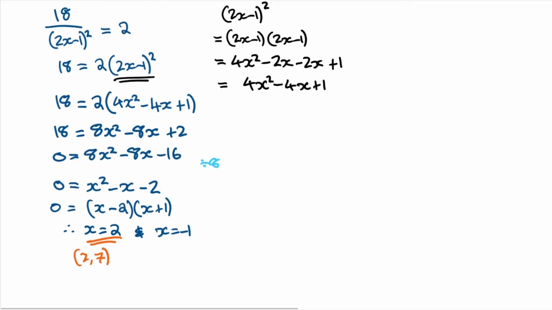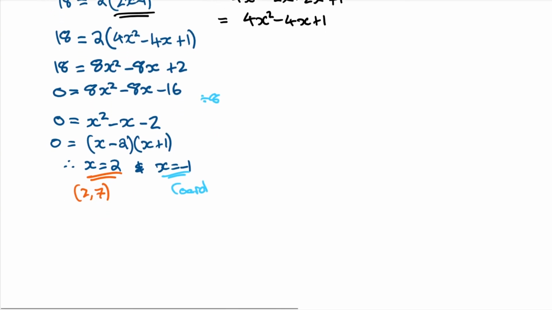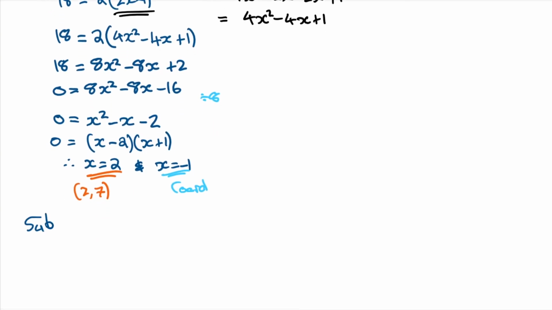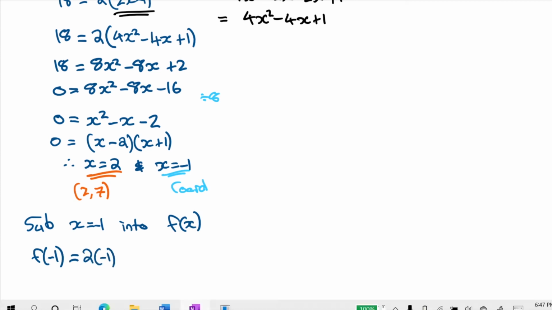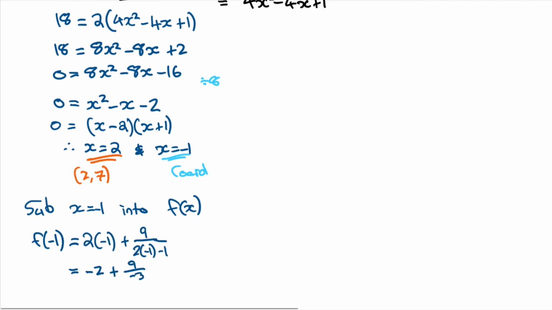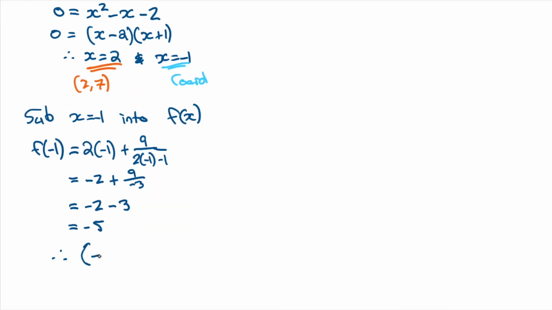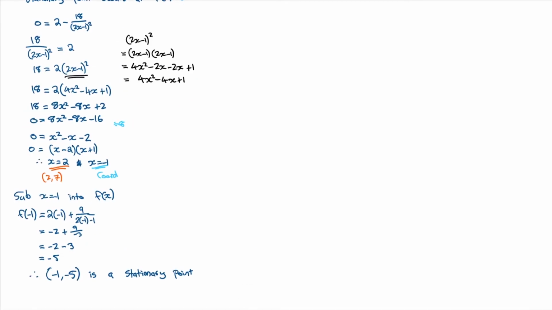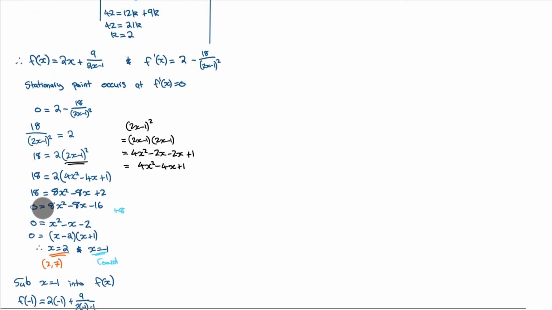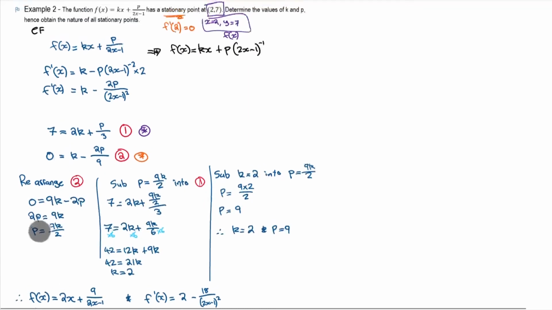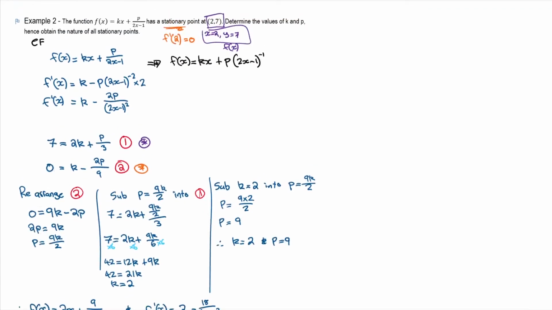So now I'm going to determine the coordinates of this one right here. I'm going to sub x equals negative 1 into f of x. So with a bit of substitution there, I can see that I've got the stationary point at negative 1, negative 5. Now the question is asking me to determine the nature of all stationary points.